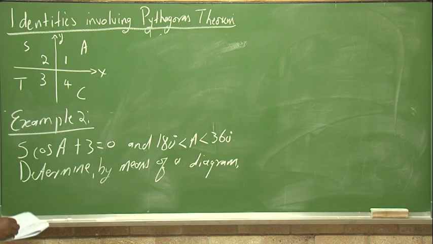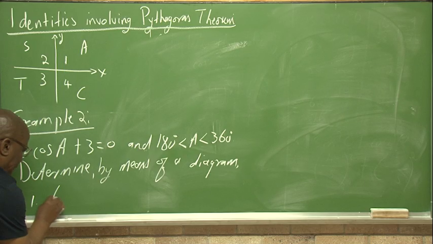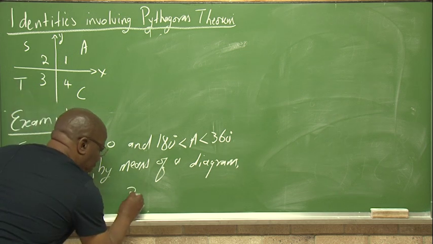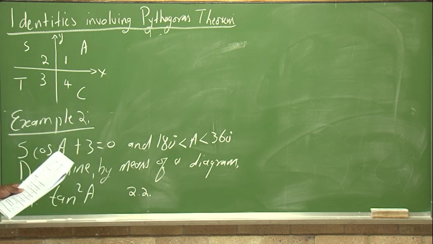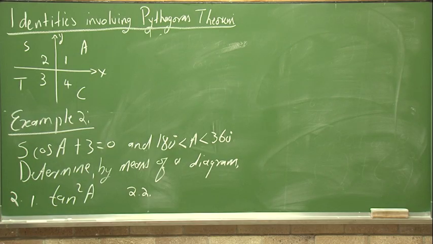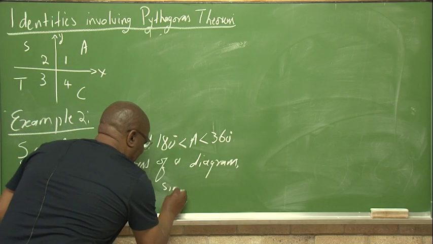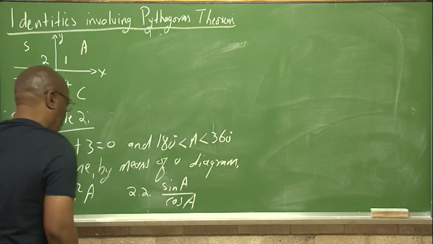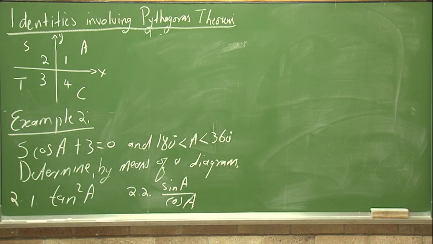Determine the first one, 2.1, tan squared A. Let me write 2.2 here. The second one, sin A divided by cos A. That is the problem that we need to simplify.